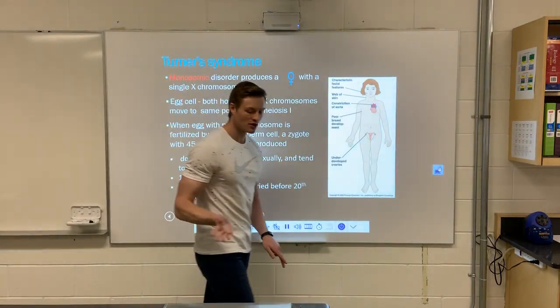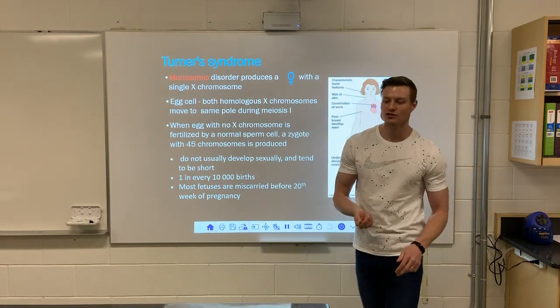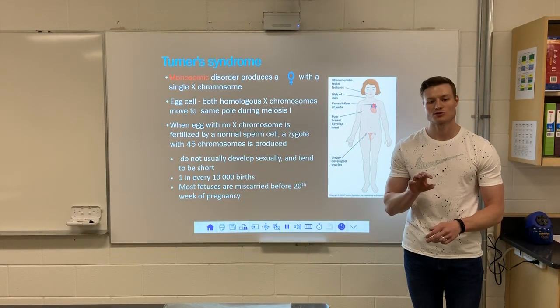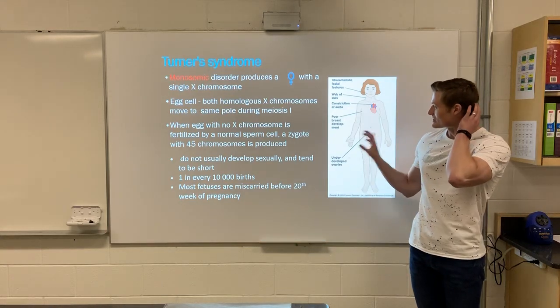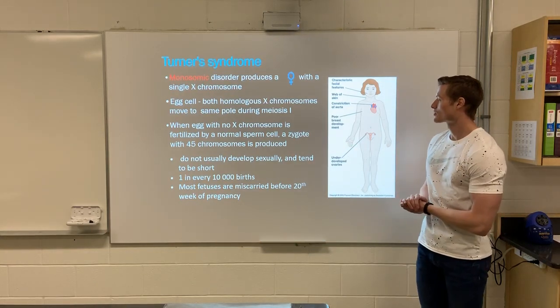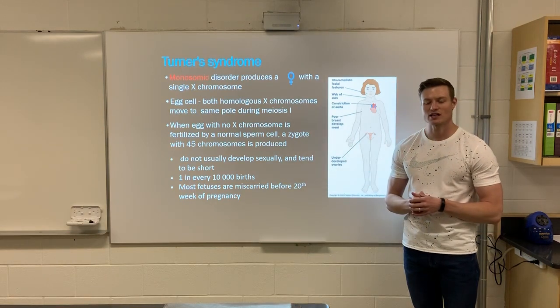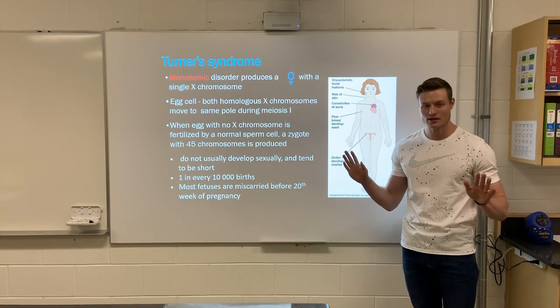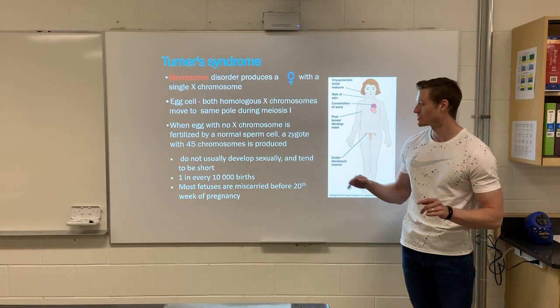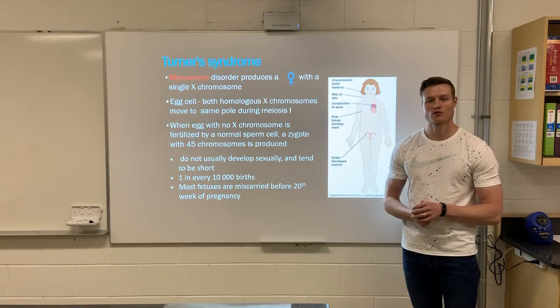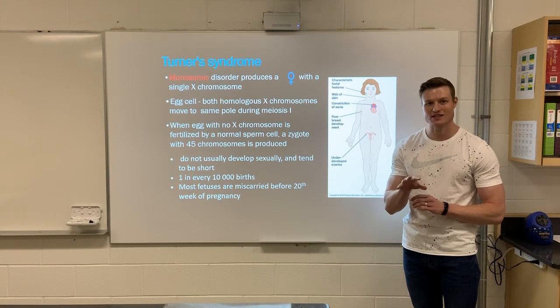Next disorder I want to talk about here is Turner syndrome. So Turner syndrome would be a monosomy disorder where you have a single X chromosome. So an egg with no X chromosomes would be fertilized, say, by a normal sperm. So that egg would be blank in terms of sex chromosomes. The sperm would come in, deliver an X chromosome, and this person would have 45 chromosomes. They would only have that single X.